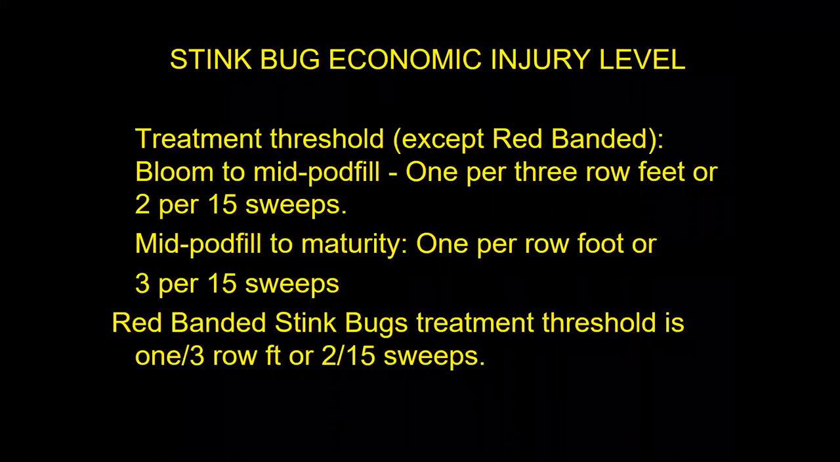Stink bug economic injury level, except for red banded, bloom to mid pod fill: we have one per 3 row feet or 2 per 15 sweeps. Mid pod fill to maturity, 1 per row foot or 3 per 15 sweeps. For the red banded stink bug, the treatment threshold is 1 per 3 row feet or 2 per 15 sweeps.